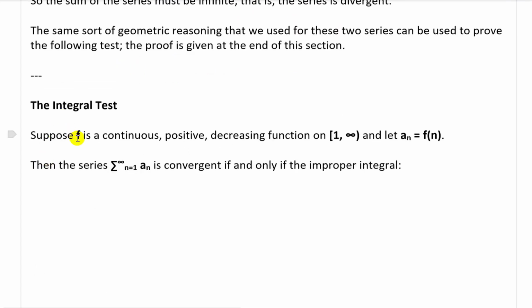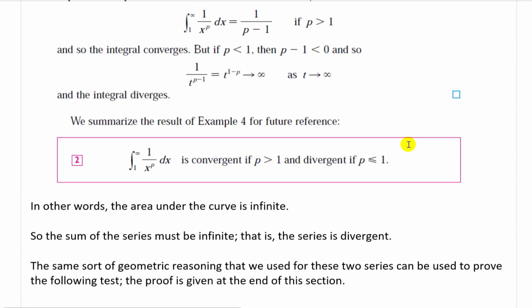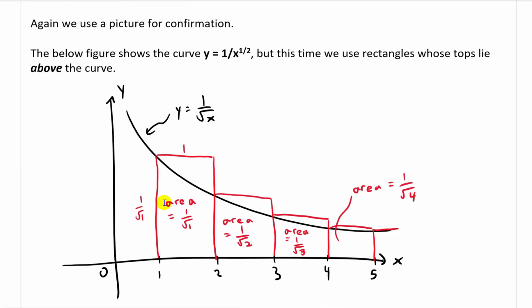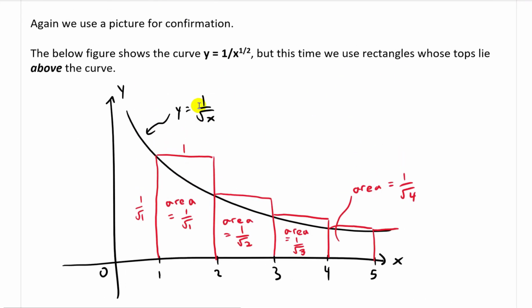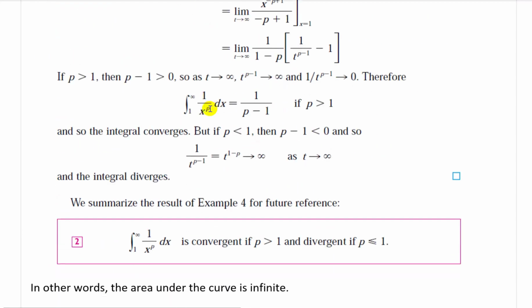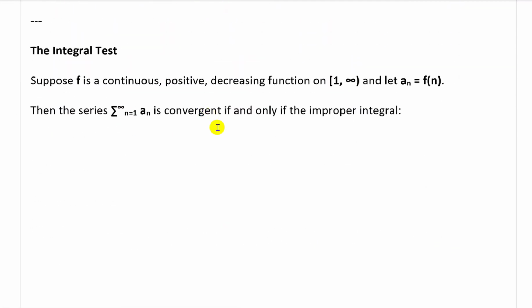This integral test states, suppose f is a continuous positive decreasing function on the interval from 1 up to infinity, and let a_n equal f of n. This f of n is the same thing as I've done over here. For this case, the a_n would be 1 over square root of n, in other words f of n, so y equals f of x, 1 over square root x. But that was just a specific one. I'll go over the general proof later in this video, at the end.